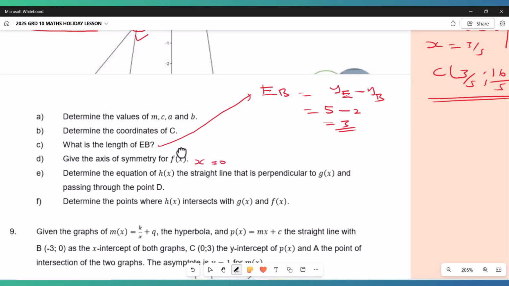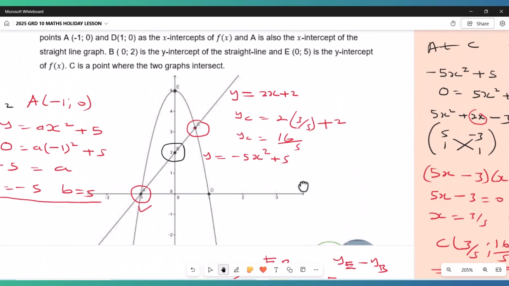X equals 0. And then they say determine the equation of h of x, the straight line that is perpendicular to g of x and passing through the point D. I repeat, determine the equation of h of x, the straight line that is perpendicular to g of x and passes through the point D. Let's find out. Now, the point D is this one here. This is our g of x here. So one line which is perpendicular to that. So let's try to draw a line here from point D. But let me first get some space here.